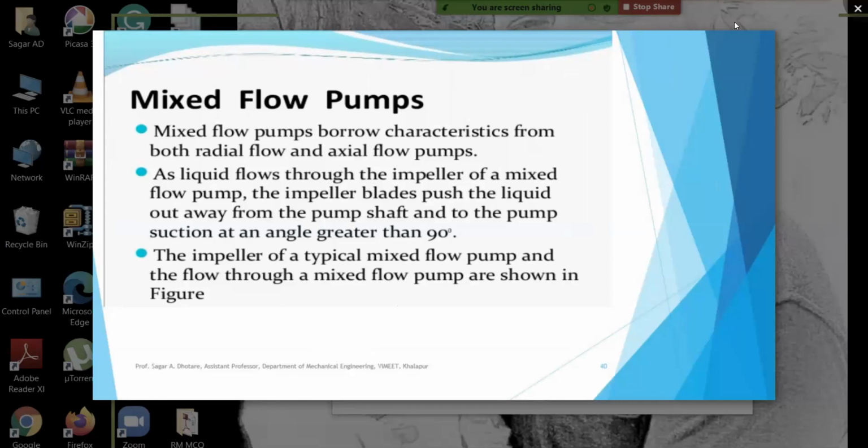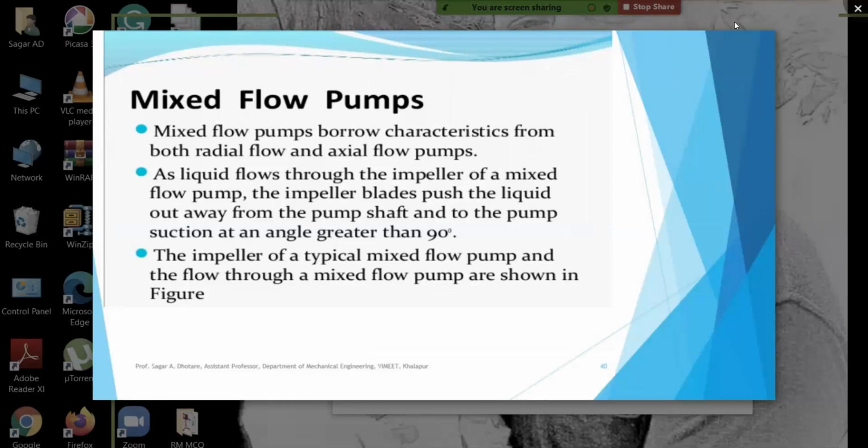Then the mixed type of flow pump. Here the characteristics of axial and radial are mixed, or you can say it is a combination of these two. Both these characteristics are in a mixed type of flow pump.